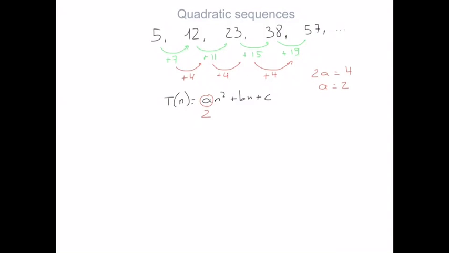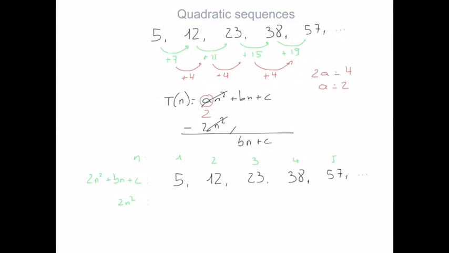The next step in this method will be to subtract 2n squared from the sequence, so that these two terms here will cancel out and we'll be left with bn plus c, which will be a linear sequence for which we know how to find the nth term. So we are now ready to compare this sequence here, with term number 1, term number 2, term number 3, with the sequence 2n squared.